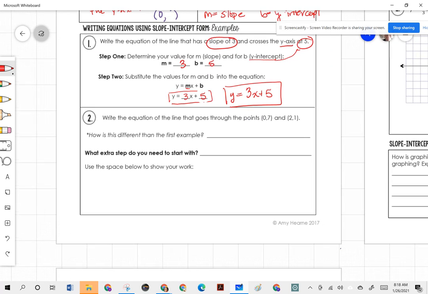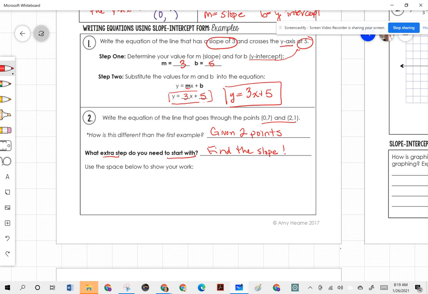All right, number 2 says write the equation of a line that goes through these points. Okay, well, how is this different from the first example? Well, in the first example, I was given the slope and the y-intercept. This one, I'm given 2 points, which means we need an extra step. So we first need to be able to find the slope.